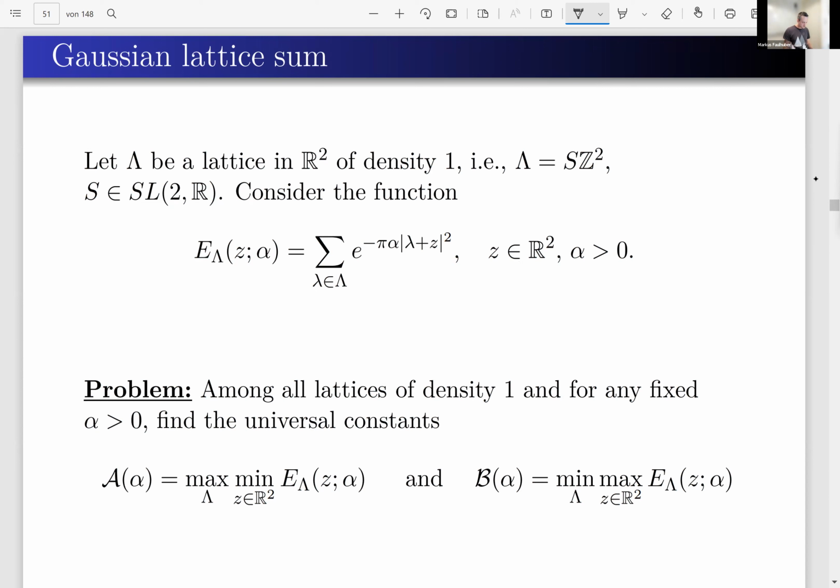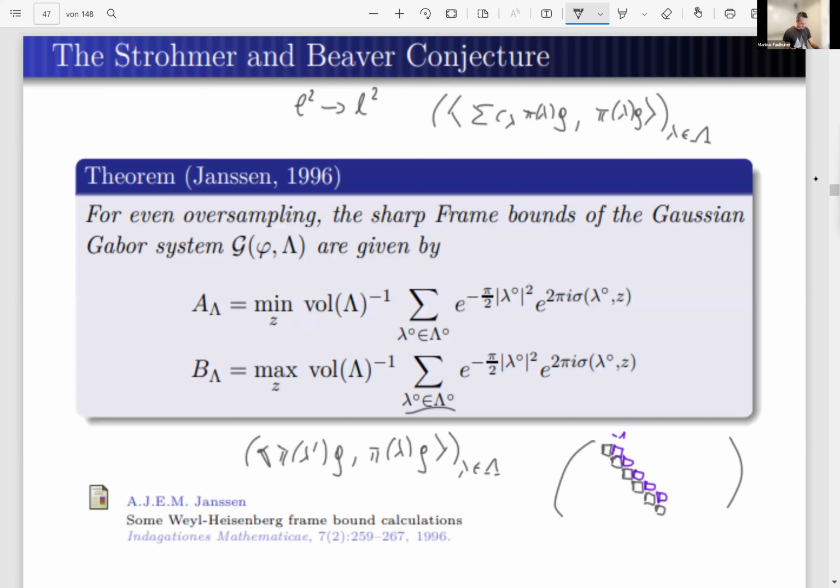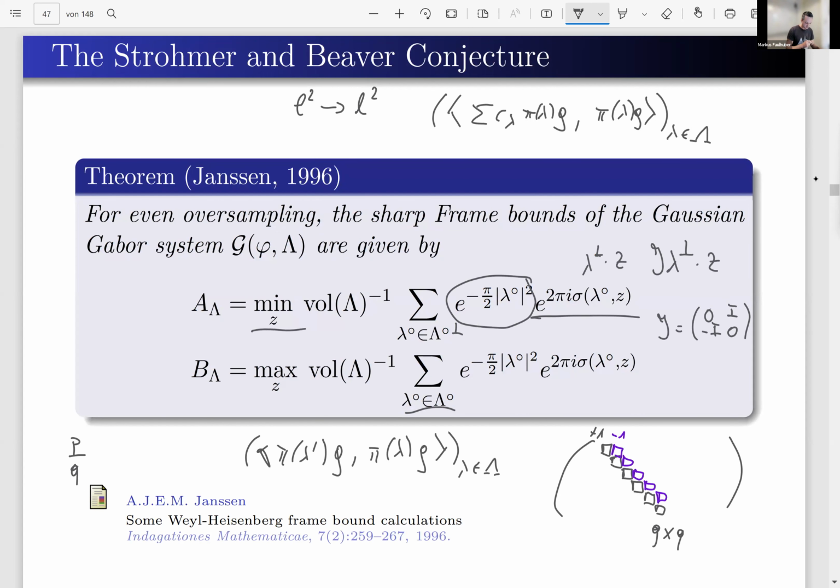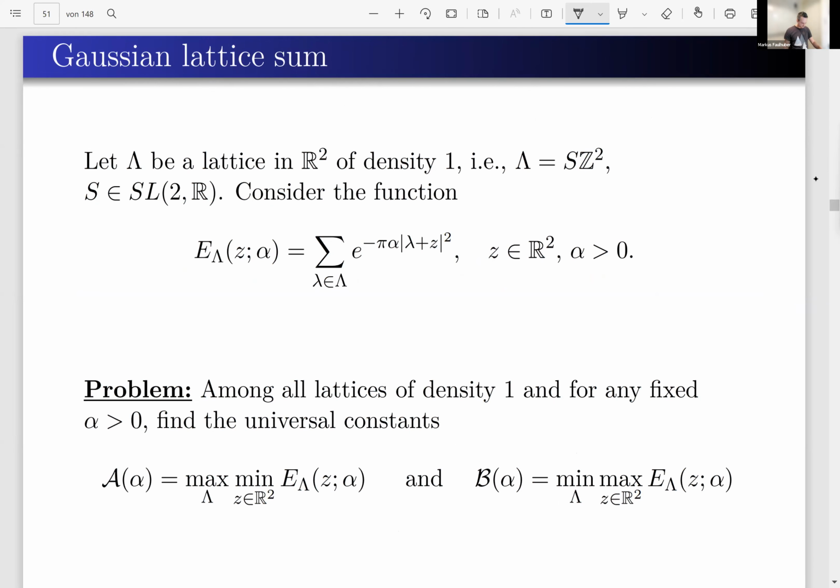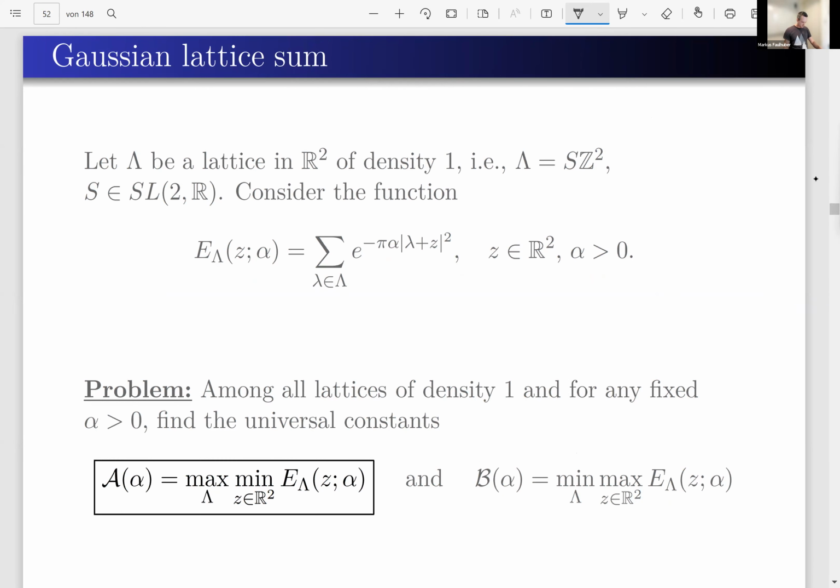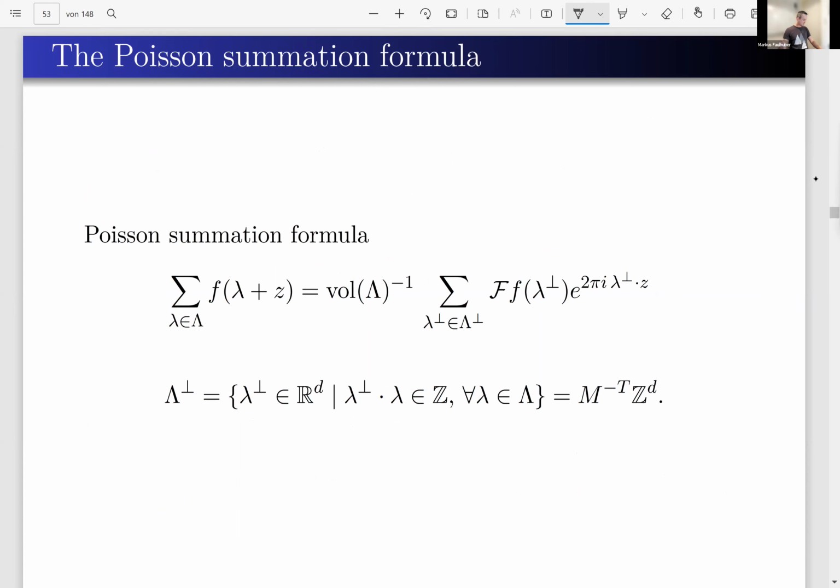For example, which lattice maximizes the minimal value among all shifts? Or which lattice minimizes the maximal value among all shifts? And this is, of course, motivated by the fact that here we need to find the minimal value of this Fourier series and the maximal value of this Fourier series, and then we want to optimize with respect to the lattice. And the part that Laurent, Stefan, and I had to deal with was just this maximizing the minimal value, because the other part has already been done earlier.